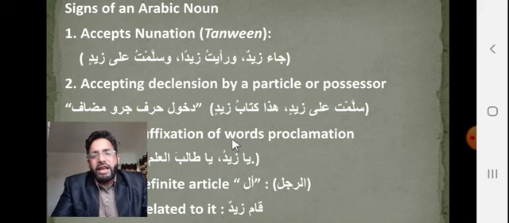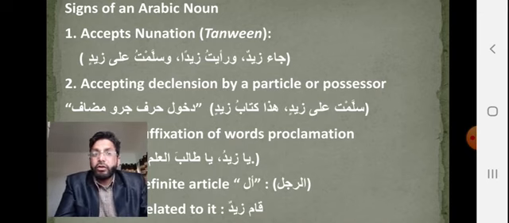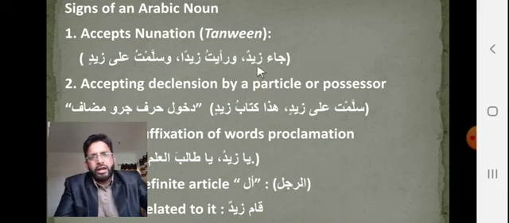Number one is that an Arabic noun accepts nunation. Nunation means tanween. You can never find a tanween on a verb or a preposition in Arabic. So there are some examples. Ja'a Zaidun, you see here. Zaidun, there is a tanween, you see? So we saw tanween on Zaid, it means it's a noun. Then wa means and. Ra'aytu Zaidan, I saw Zaid. We again saw tanweenul fatha on Zaid. So this is also a noun. Wa sallamtu ala Zaidin. Then you see Zaidin is majroor and there is also tanween.